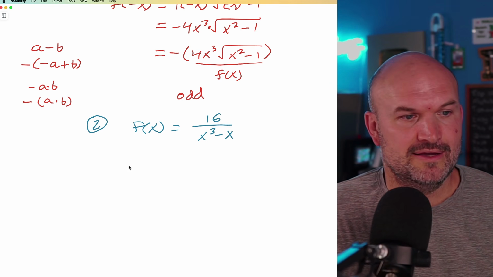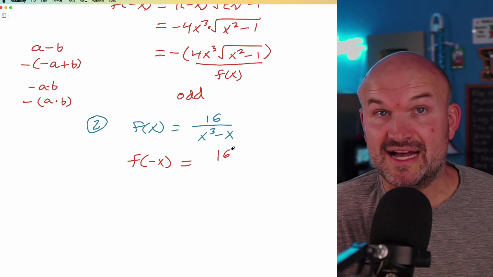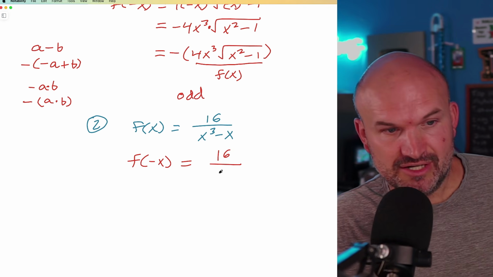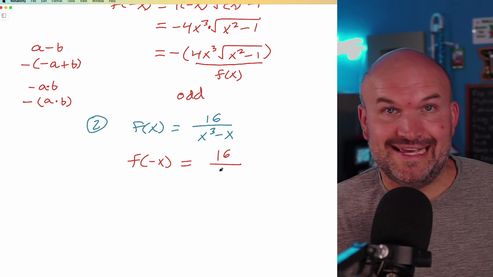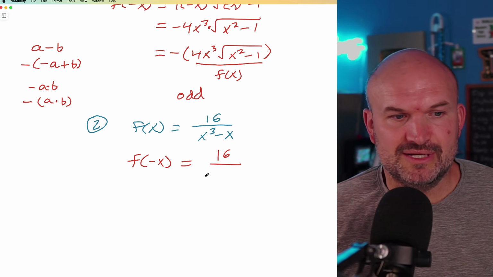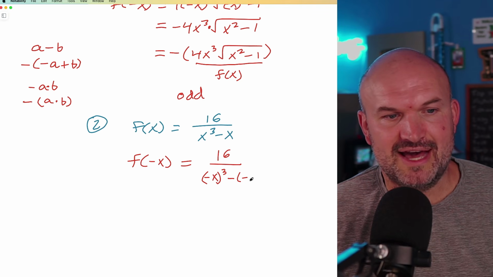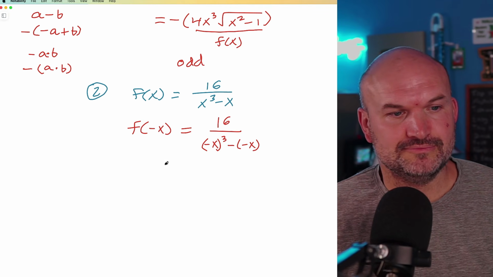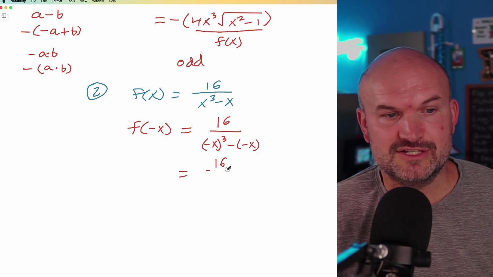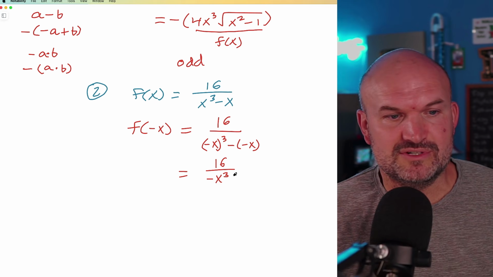If I take f of negative x, I can't do anything in the numerator, so we know that's going to be preserved. So the only way this is going to be odd is if my denominator is negated, or it's going to be even if my denominator is preserved. But hopefully you remember from polynomials, this is not going to preserve my denominator, because when I plug in a negative x, what's going to happen here? Well, negative x cubed is again going to be a negative x cubed. And negative x is just negative x, times a negative is going to be a positive x.